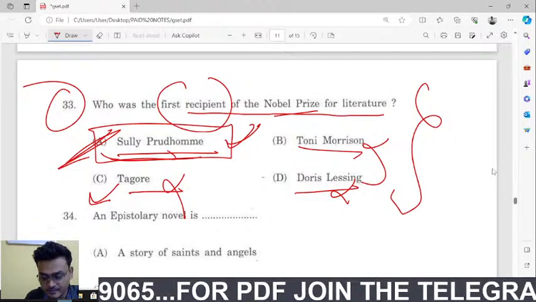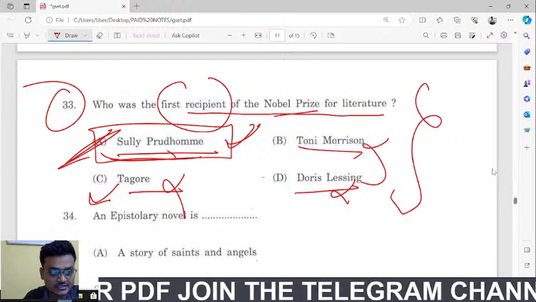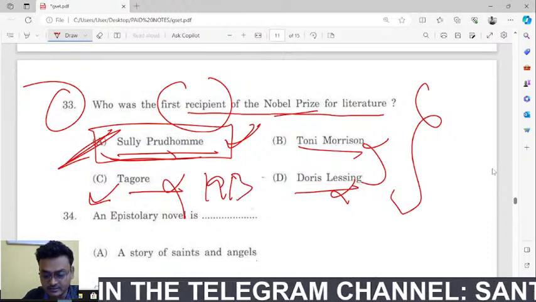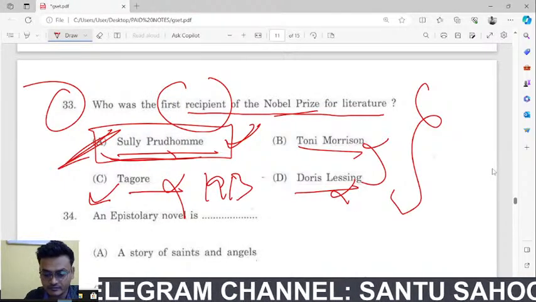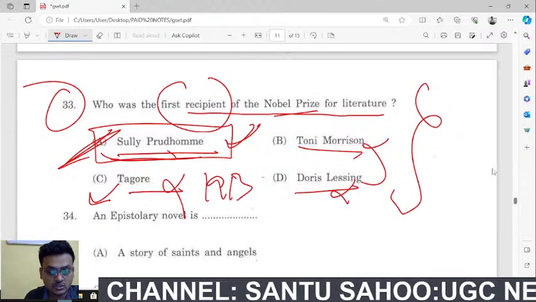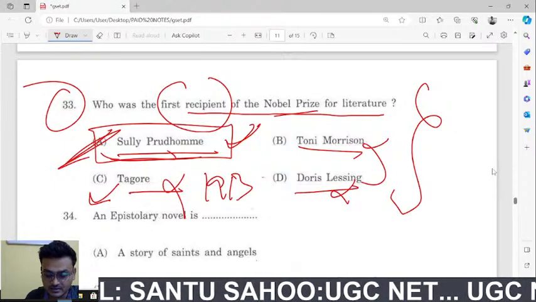Tagore Nobel Prize in 1913, isn't it? Yeah, 1913. Then here you have Toni Morrison as well, and Doris Lessing.